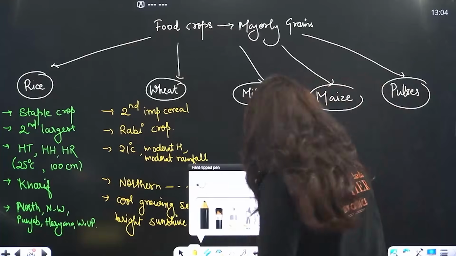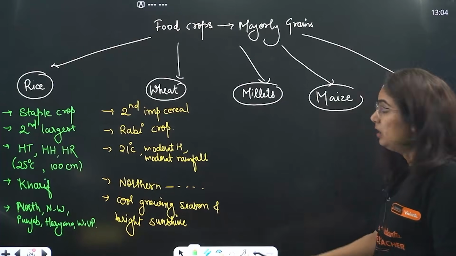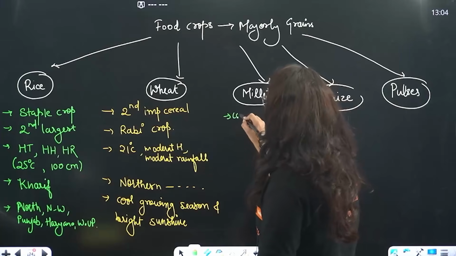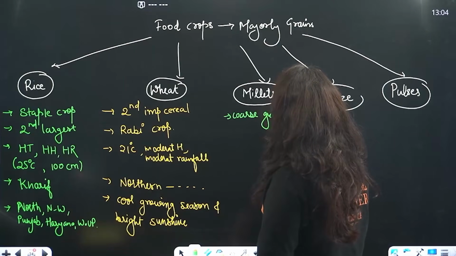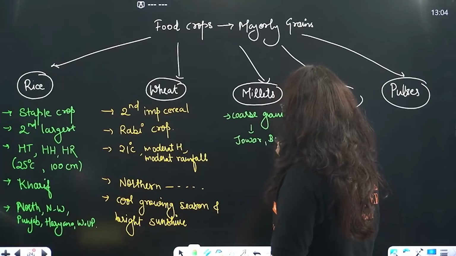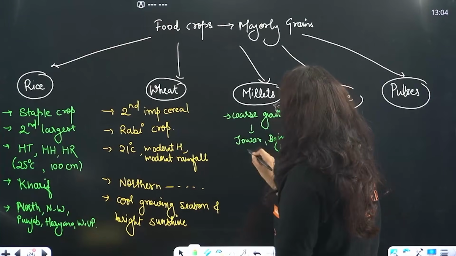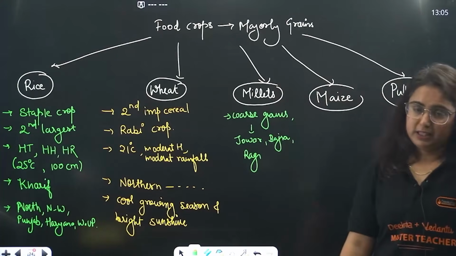Moving towards the next one, that is millets. Now, what are millets? They are coarse grains. What are the examples? The examples are jowar, bajra, and ragi. Individually, everything about them is mentioned.